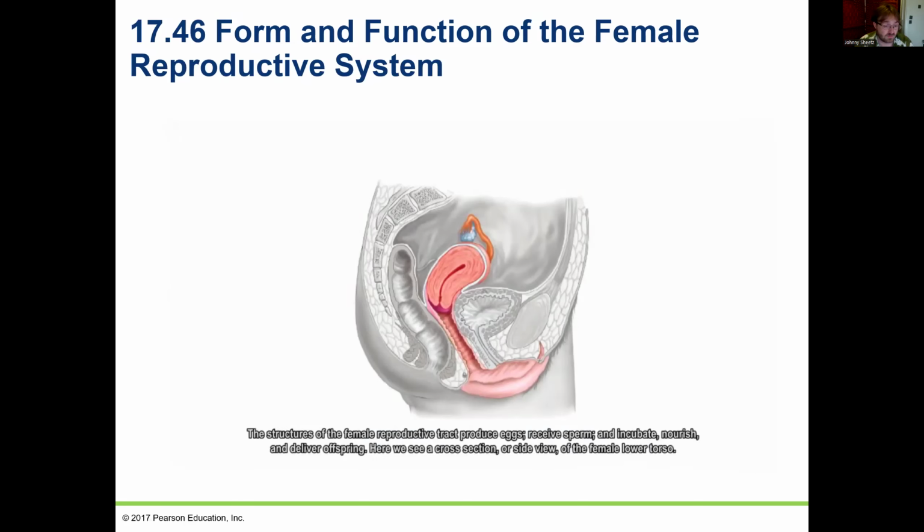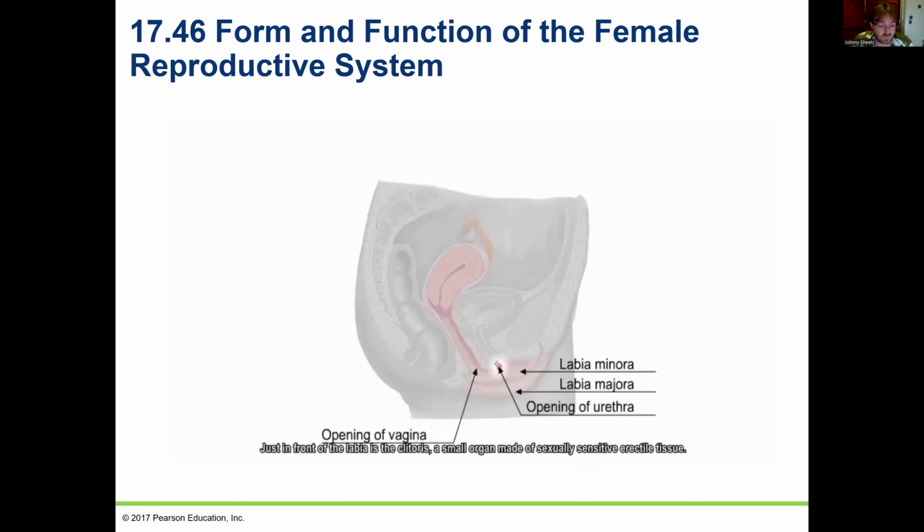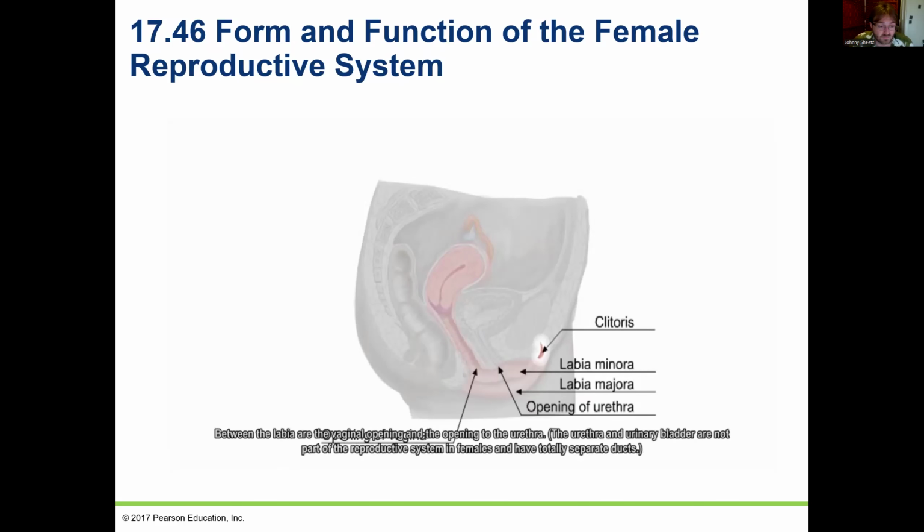The structures of the female reproductive tract produce eggs, receive sperm, and incubate, nourish, and deliver offspring. Here we see a cross-section or side view of the female lower torso. Let's begin with the external genitalia or labia. The labia majora is a fold in the skin that, together with the labia minora, conceals the opening to the vagina and urethra. Just in front of the labia is the clitoris, a small organ made of centrally sensitive erectile tissue. Between the labia are the vaginal opening and the opening to the urethra.